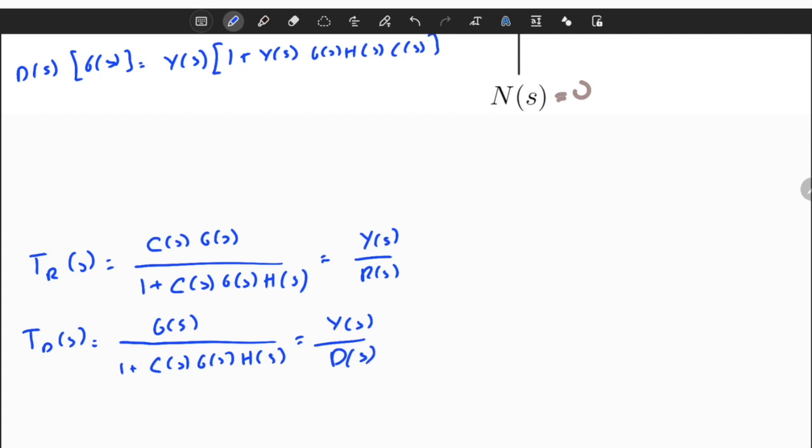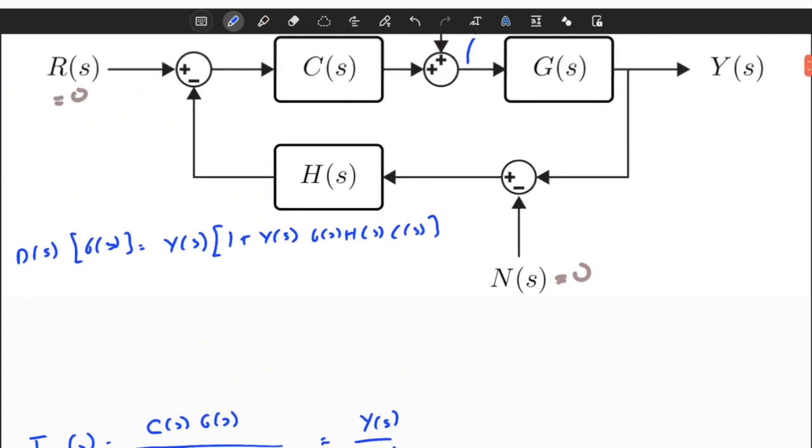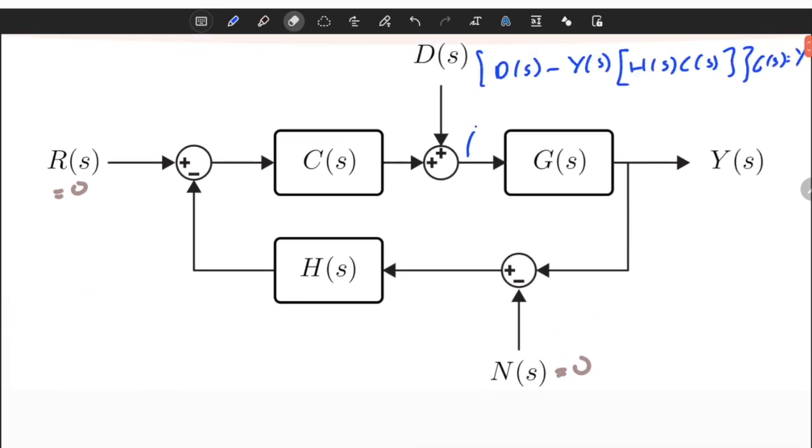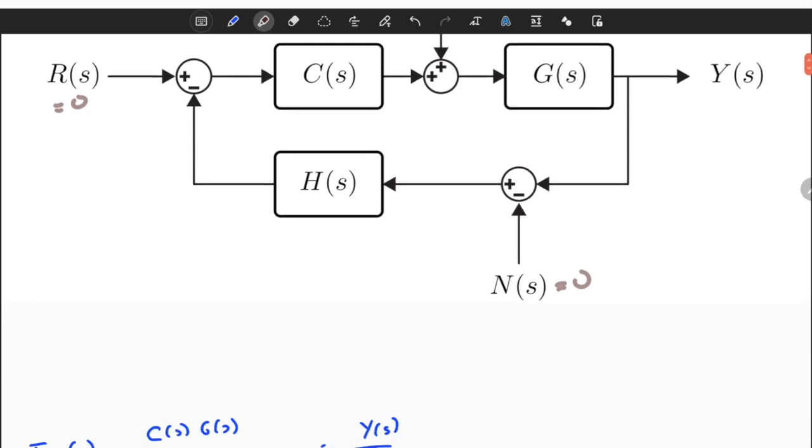So what does it mean? As you can see, we changed the numerator, but we didn't change the denominator. This is one of the important things, and you will see that we will have the same pattern when we find the transfer function from N to Y. Here D is equal to 0, so we can ignore it.